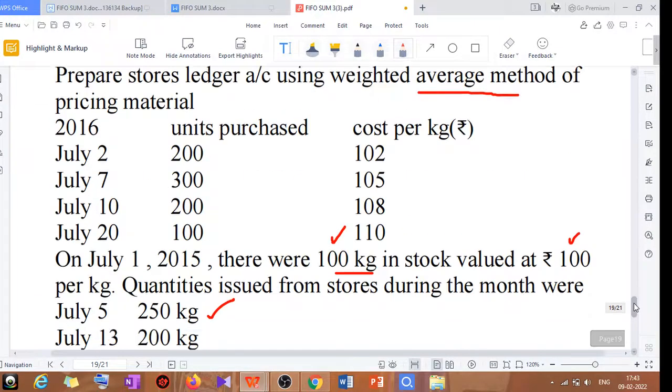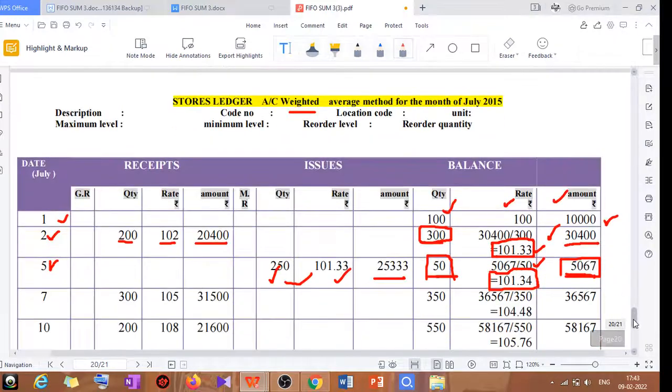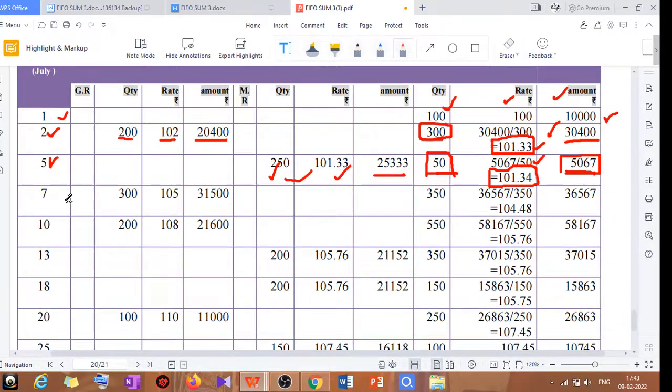Next, on 7th there is a purchase of 300 units at the rate of rupees 105. So mention here on 7th purchase of 300 units, rate is 105. Multiply it, so 300 into 105 will be 31,500. Got it. Now what about the balance? 50 was there in the store, so 50 plus 300, it will be 350. Then what about the amount?